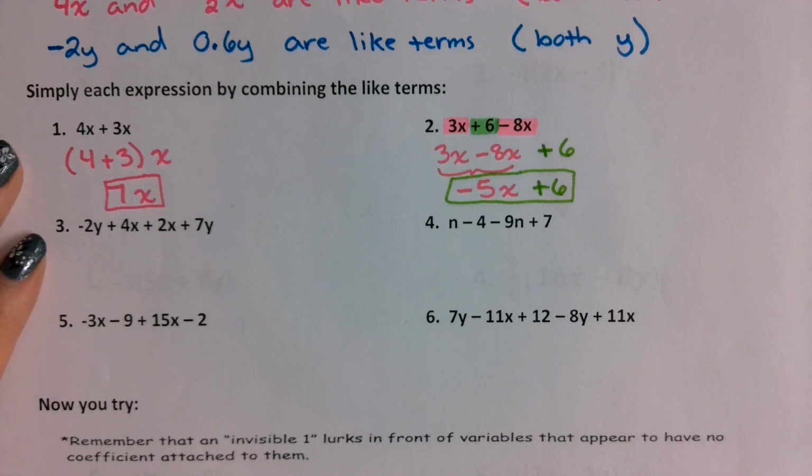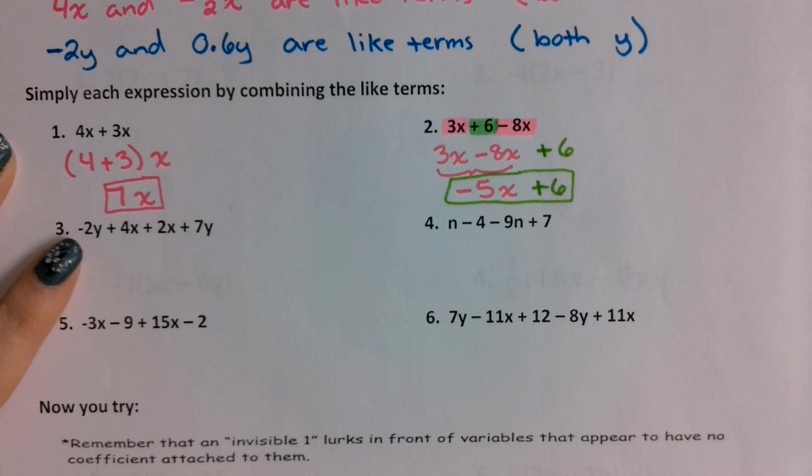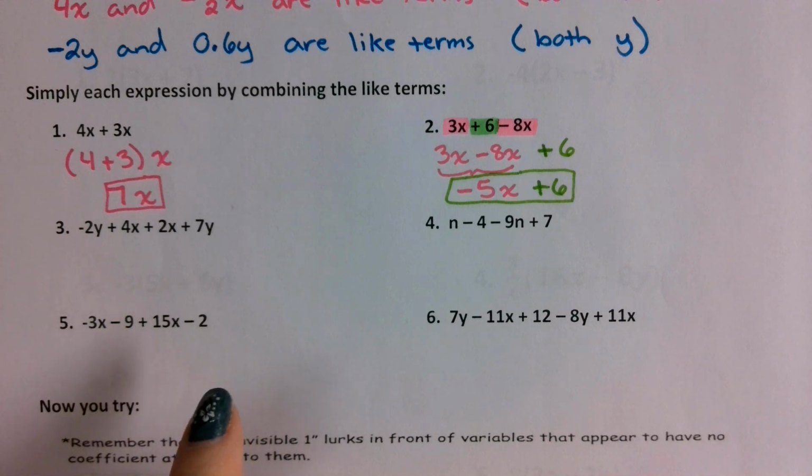All right, let's go over this real quickly. For problem number 3, we have negative 2y plus 4x plus 2x plus 7y. I'm going to go ahead and identify my like variables. Now here's something you need to understand as well. When you are putting an expression down, it is always appropriate to go in alphabetical order, and the ending should always be a constant. You always start in alphabetical order. So we have two variables, a y and an x. Which one should I start with first if I'm going in alphabetical order?